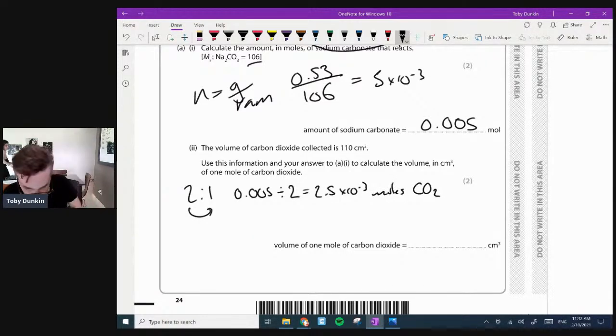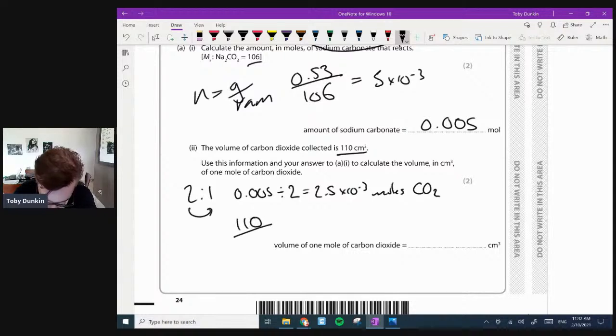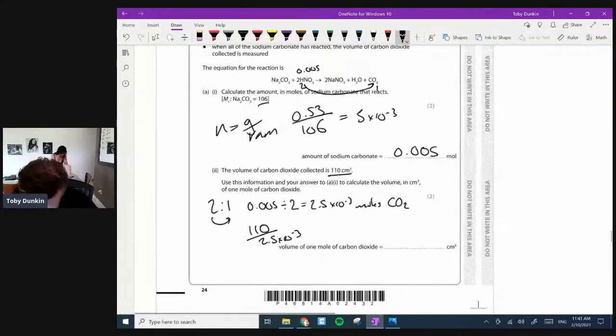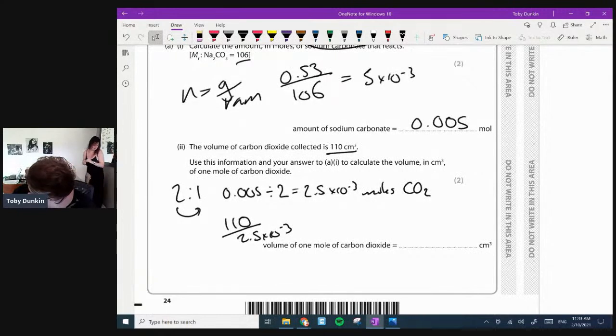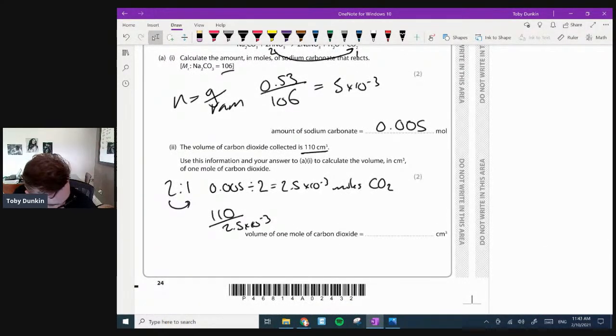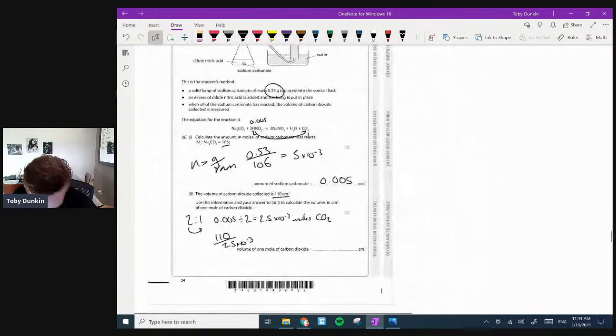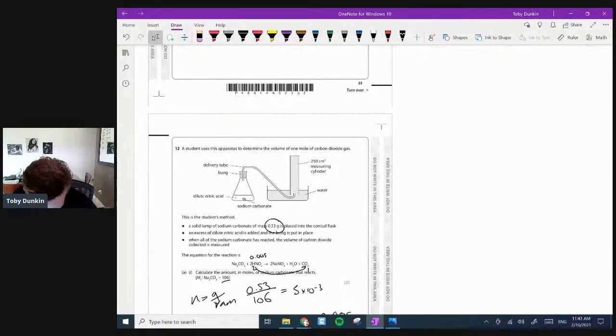Well, hang on a minute. They've just told us that we collected 110 centimeters cubed of it. So what would be the volume of 1 mole of this? Well, if we now just do the volume in centimeters cubed, 110 divided by 2.5 times 10 to the minus 3, and I get 44. Oh, that's interesting, isn't it? It's given me twice my number of 1 mole. 24,000 should be 1 mole, and I've got 44,000. How fascinating. I've got a larger volume than I should.